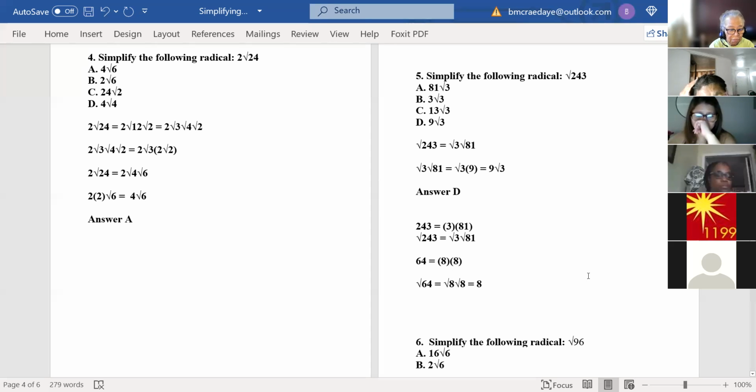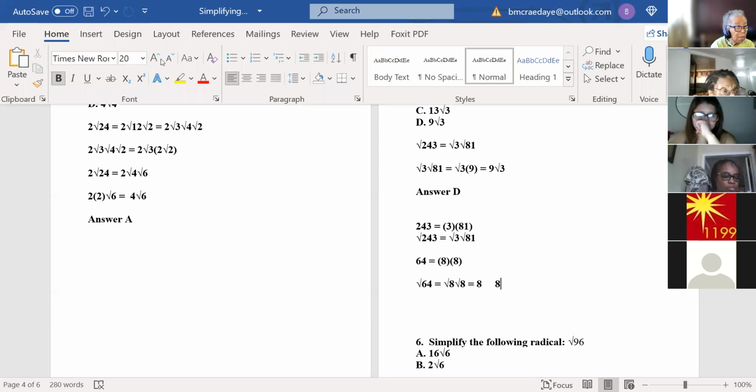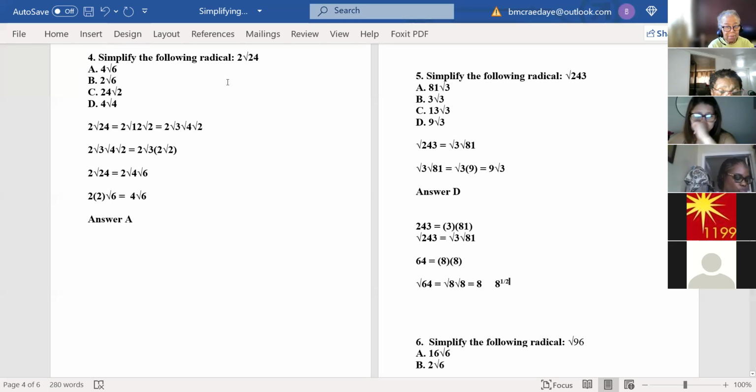Okay, you follow? In other words, when I say 8 to the 1/2 power, and if I add 1/2 plus 1/2, I get 8 to the 1 power, which is just 8. So we've been factoring numbers before, but now we're factoring radicals, the same kind of factoring, except now you have radicals.